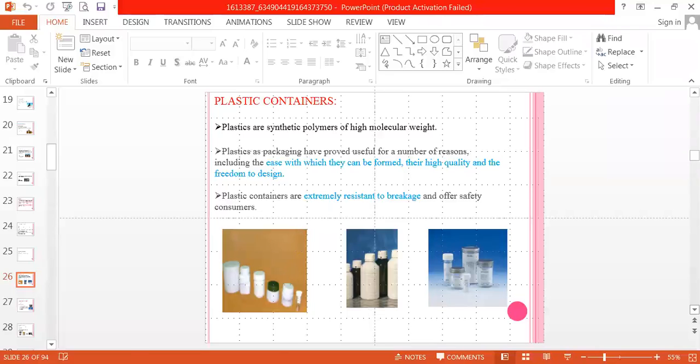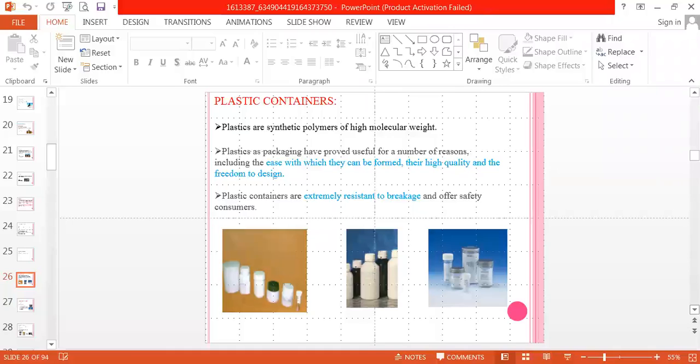Plastics are synthetic polymers with high molecular weight. Because of that high molecular weight, we have transparency and good stability in plastics also. Plastics as packaging have proved useful for a number of reasons. One advantage is the ease of utilization as well as ease of forming the plastic container into different shapes.